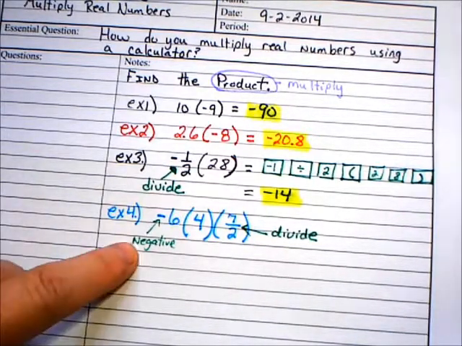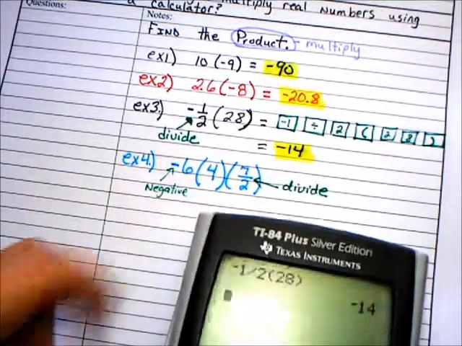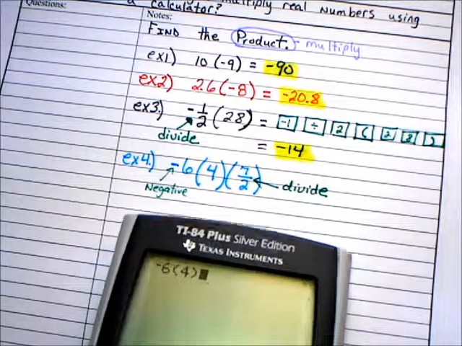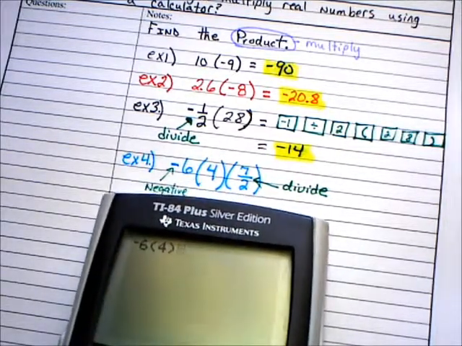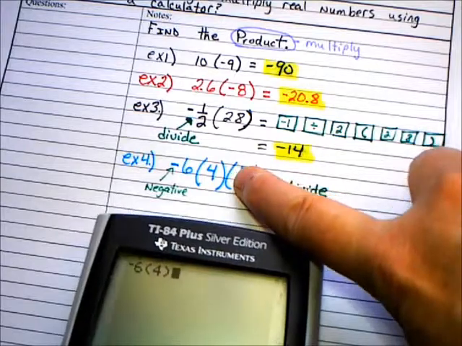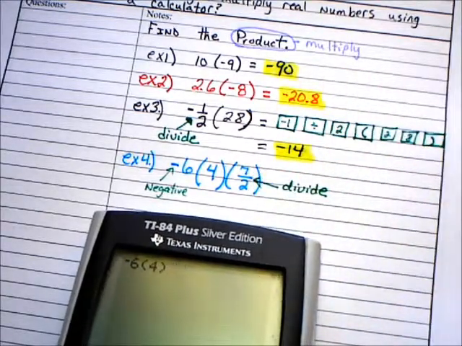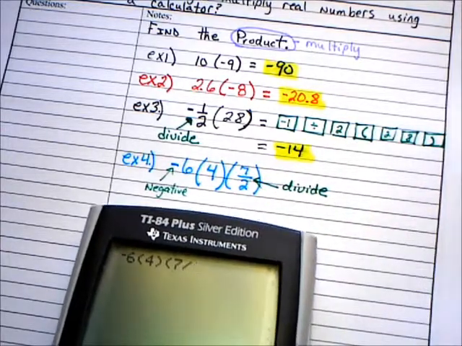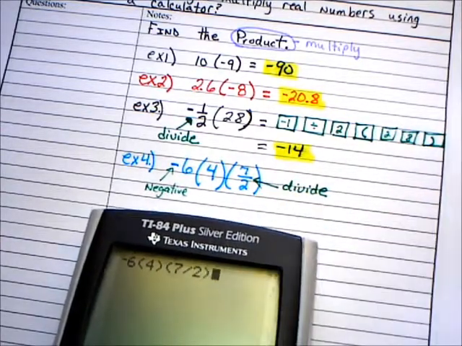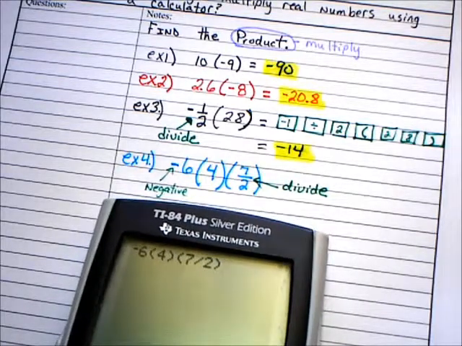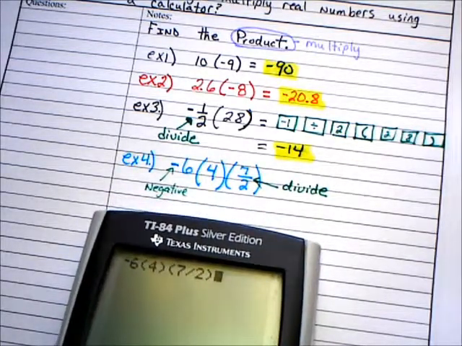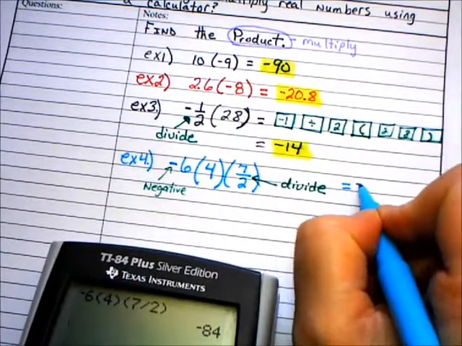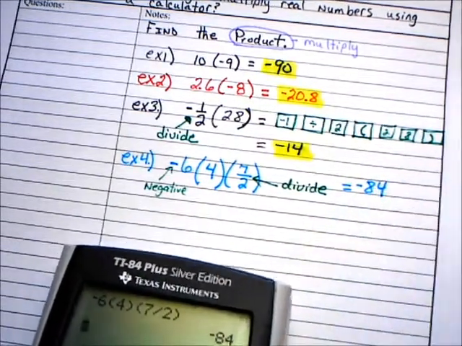And then this fraction is the same thing as a divide. Alright, I'm going to go through using these keys that I've used before. I'm going to type in negative 6, parentheses 4, close your parentheses. I do have to open up another set of parentheses for the third number. And then I'm going to push 7 divided by 2 and close your parenthesis. Push enter so we can get our answer. And this comes out to equal negative 84.